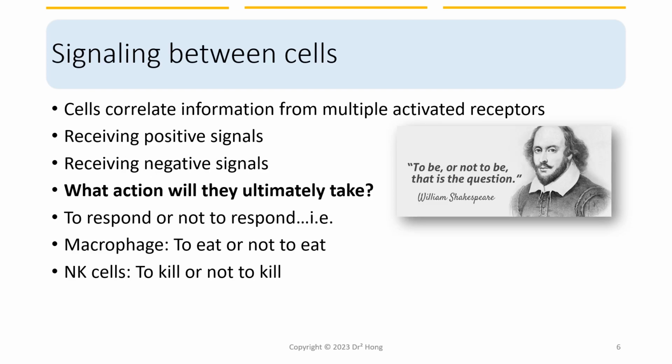The binding between the ligand and the receptor will generate responses, and often there could be positive signals or negative signals. These different signals dictate the actions of the cells. Are they going to respond or not respond to that stimulation? In terms of macrophages, it is to eat or not to eat. And in terms of NK cells, we're going to look at whether it is to kill or not to kill. And that is the question, right?